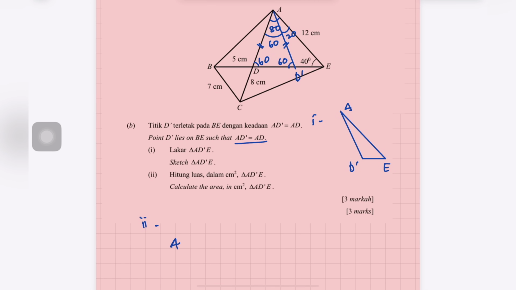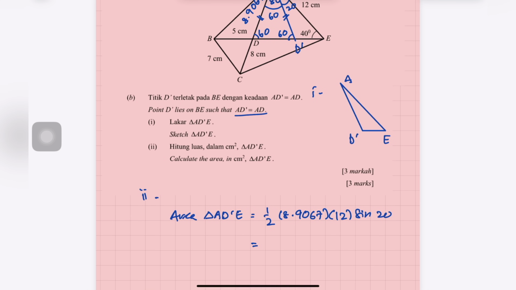To find area of triangle AD prime E equals 1 over 2 ab sin C. Okay, so this one just now point AD is 8.9, this one kan, 8.9067. So AD prime sama, sebab sama kan. Okay, so this one is 8.9067 times 12 times sine 20. Okay, so kita kira je lah. So this one become 18.2776.